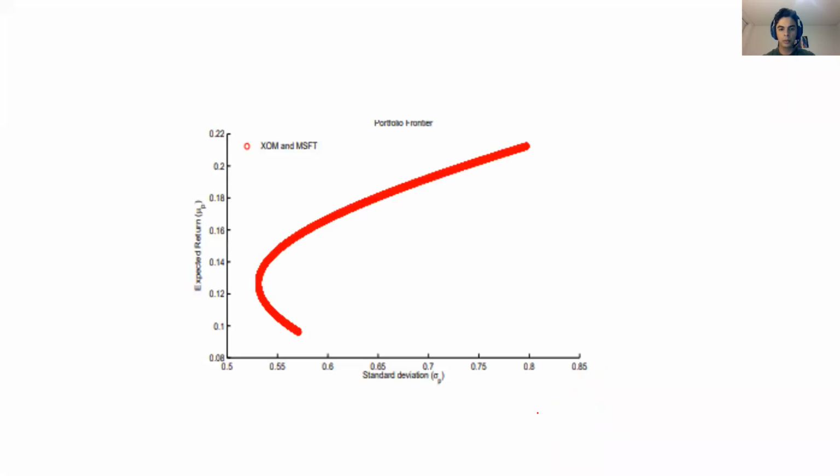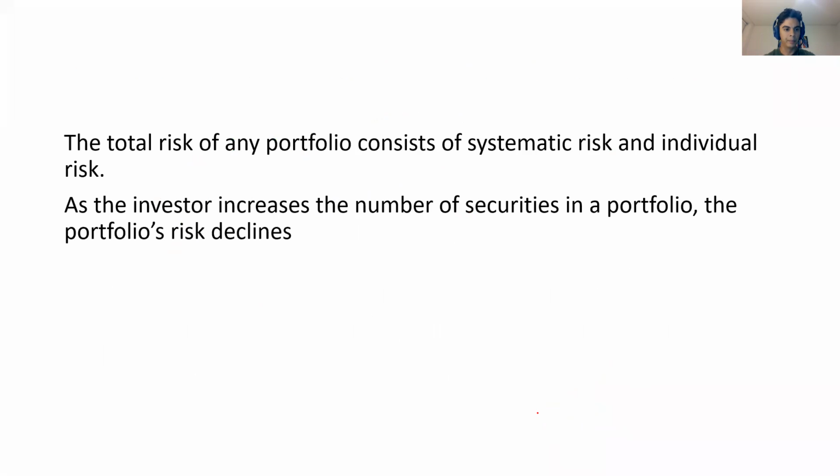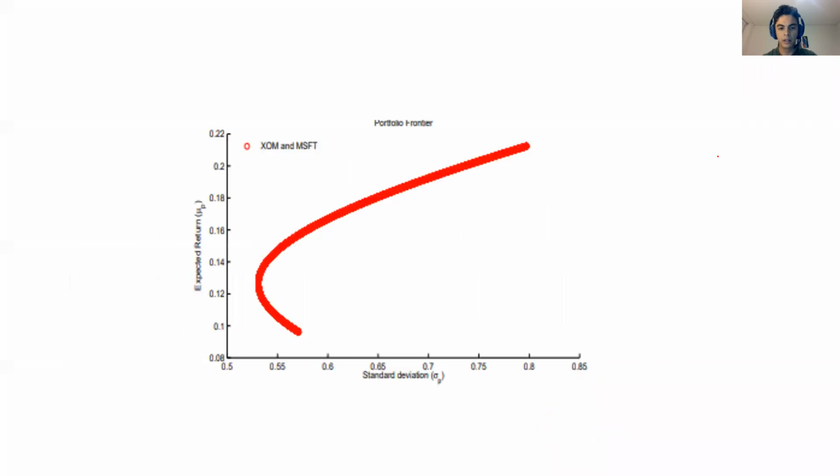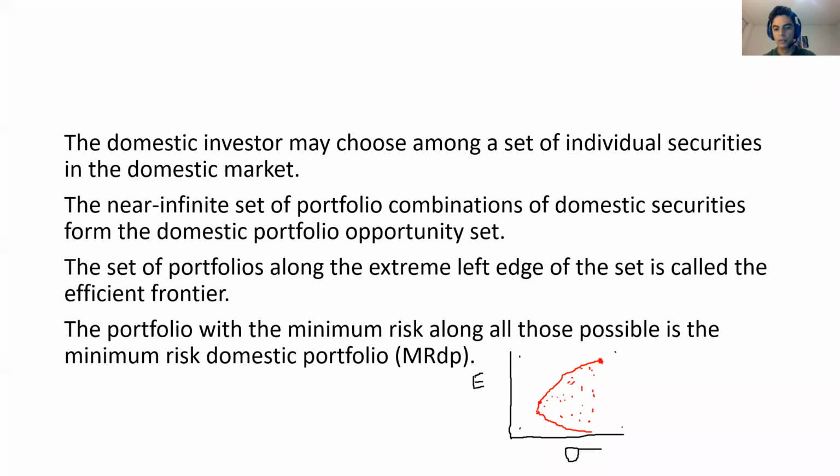And how is this possible? Because remember what I told you in here. If you decide to invest in more than one asset, and if you go until 20, you are going to eliminate individual risk. That's why this can happen, because if you invest in more assets, you are going to reduce the risk and you will have more return.